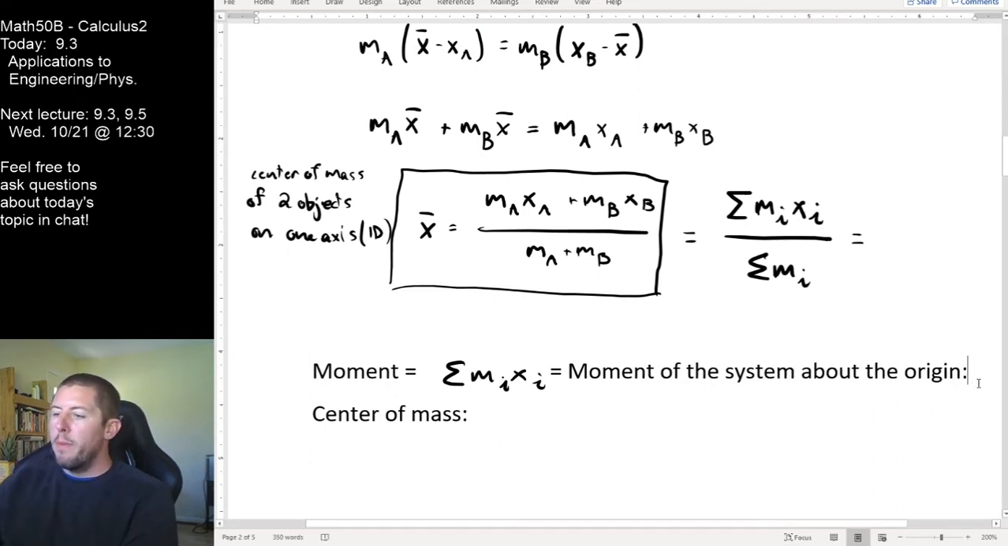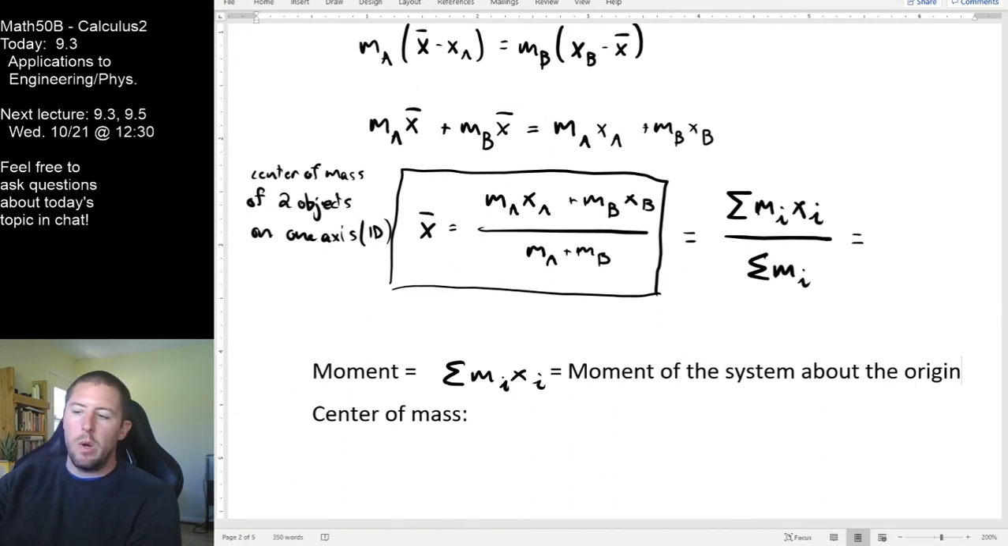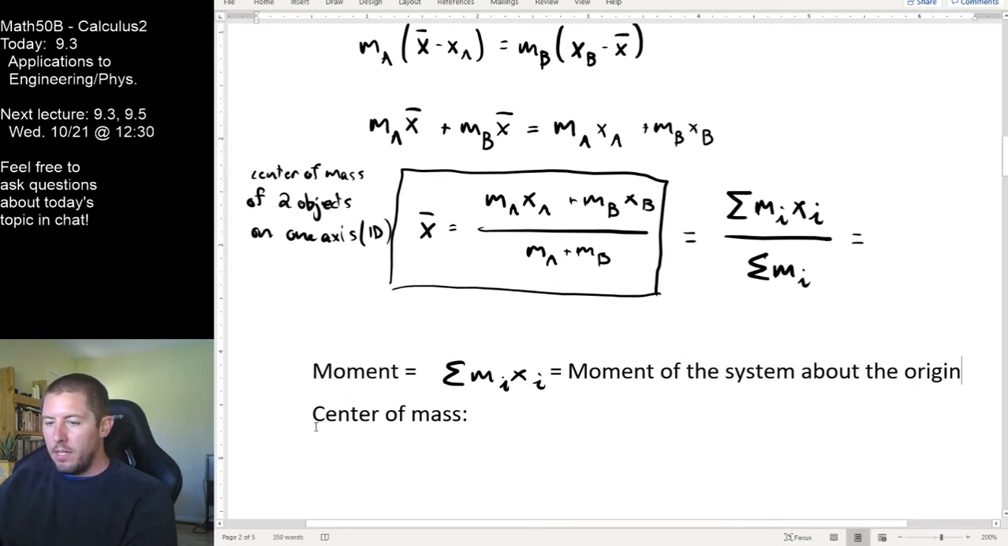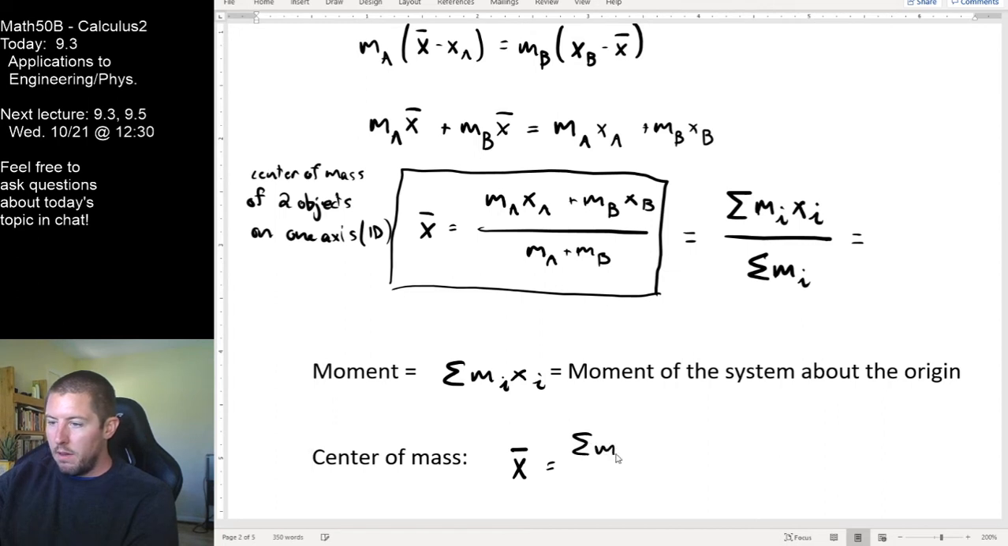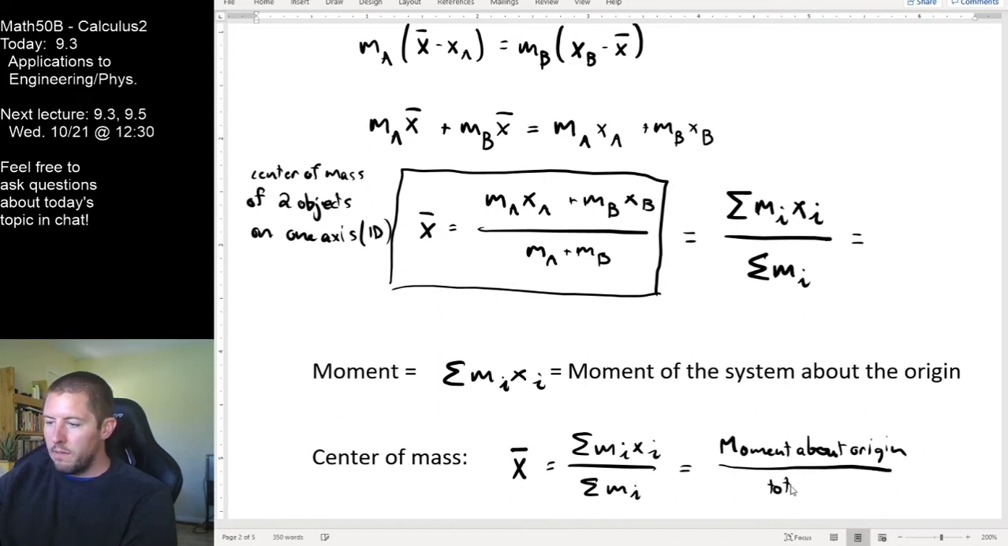The moment is our moment of the system about the origin in this case, because we don't have any other axis to reference. And our center of mass in this case, we have determined to be this statement here: x bar equals the sum of the m sub i x sub i over the sum of the m sub i. So this is the moment about the origin divided by the total mass.